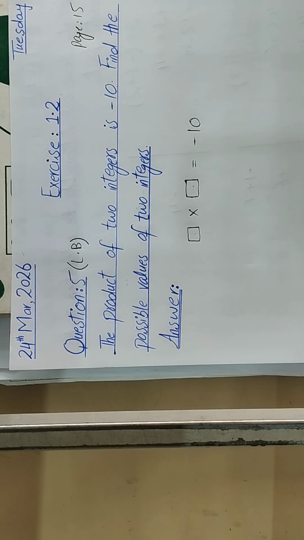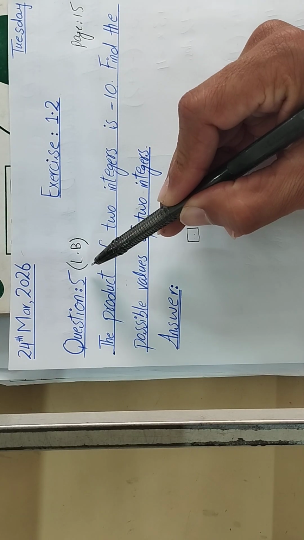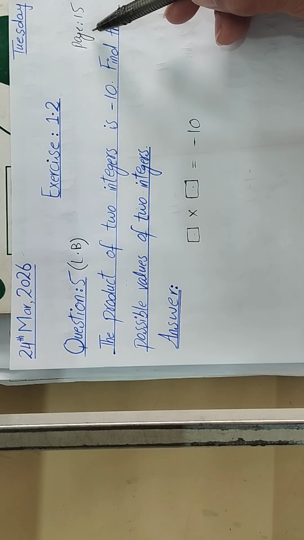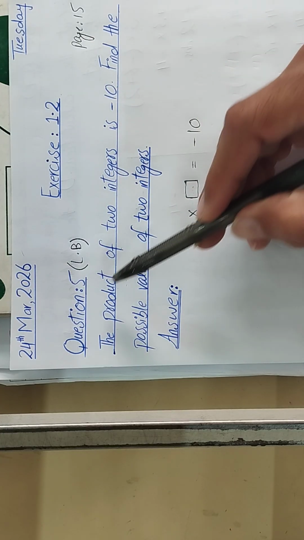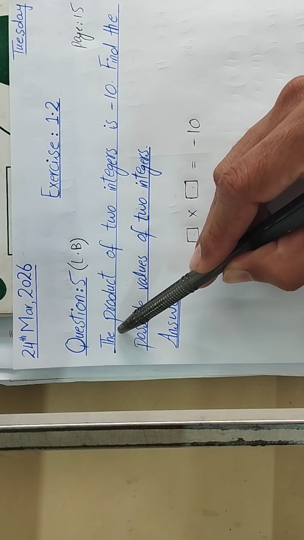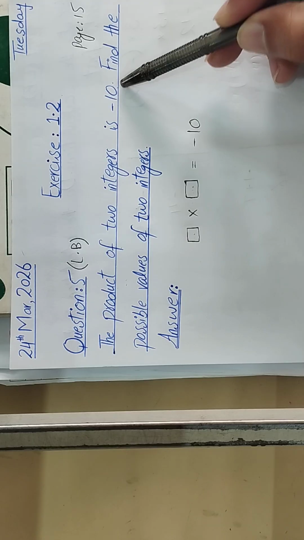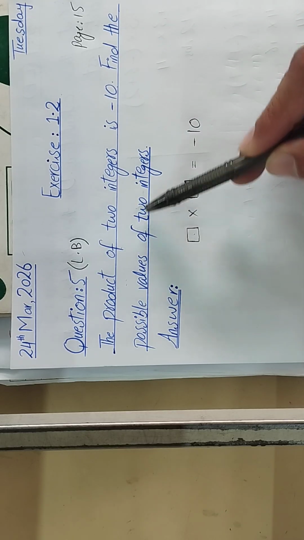We are doing exercise 1.2 and in this lesson we are going to discuss question number 5 and 9 from your learner's book. It is on page number 15 of your book. So let's see the statement of question number 5. The statement is: the product of two integers is minus 10. Find the possible values of two integers.